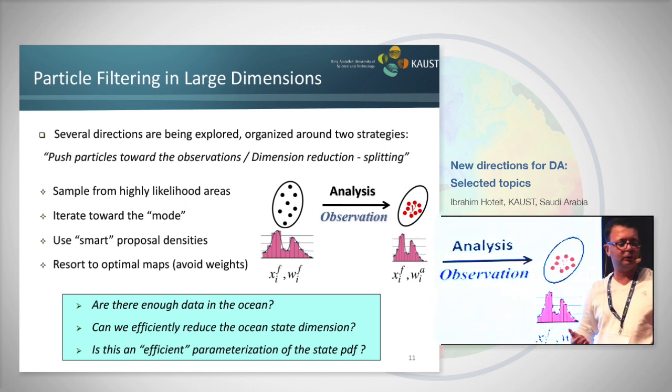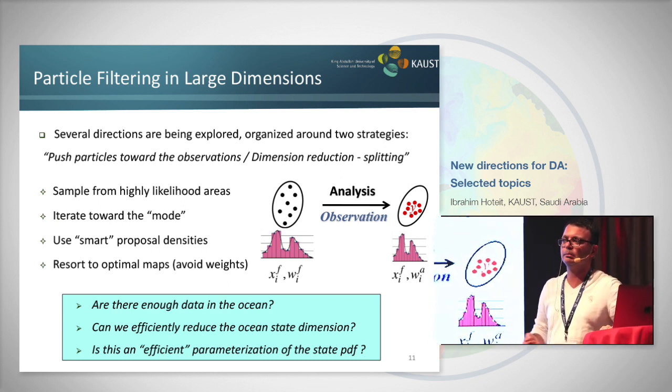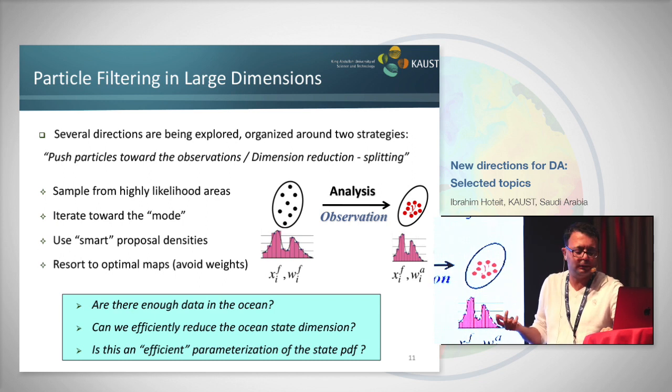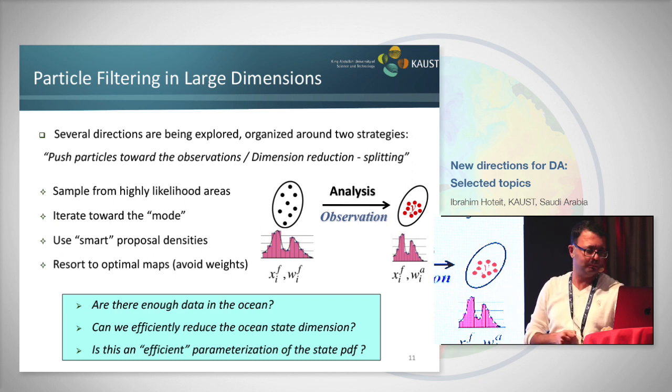For me, I'm not convinced. Okay, you have a very large dimension. You cannot describe the PDF with 100 members. It's not a good representation. So how we will get something efficient from that is still to be demonstrated. I'm not saying it will not work, but it will not be very easy.